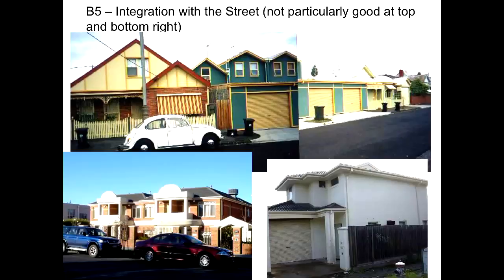I'll persevere. So B5 is integration with the street. In the early days of building at medium density, there was very little design responsiveness and very limited design skills amongst developers and indeed builders who were doing this rather insensitively. So you'll see here that some of these new structures, we wouldn't be approving those nowadays because they don't really address the street or integrate with the street in any kind of sensitive way.